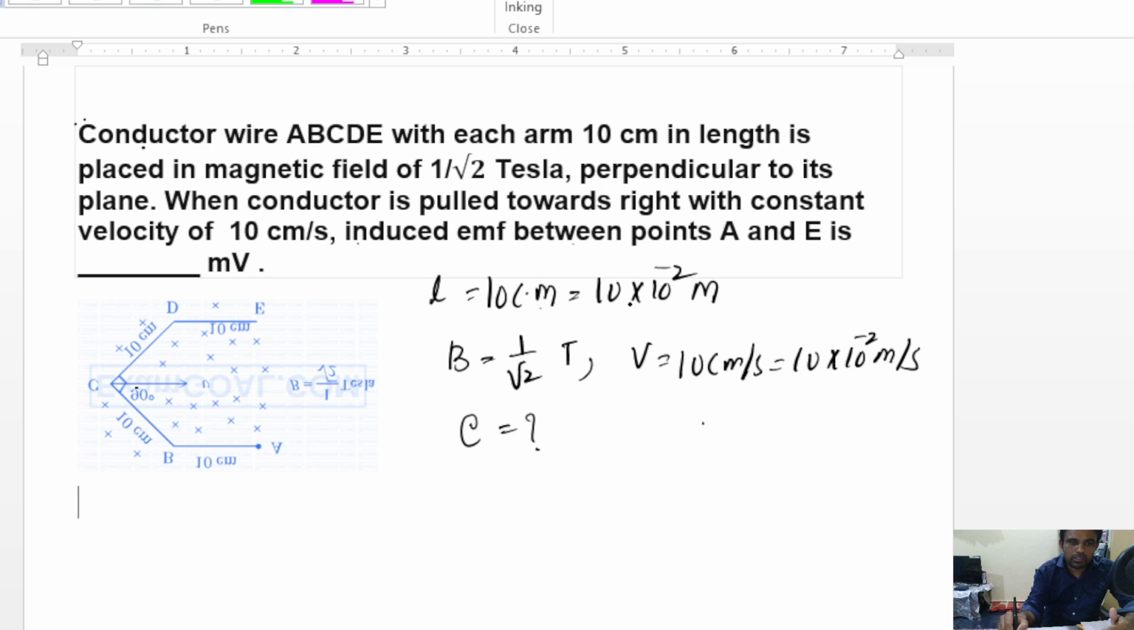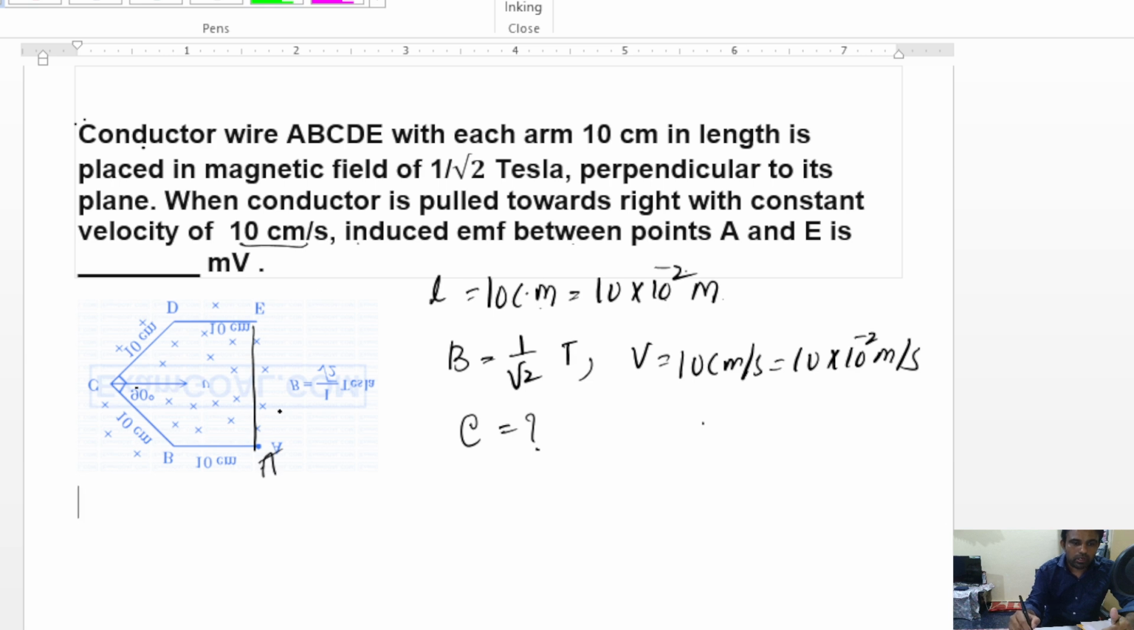So centimeters convert into meters: 10 into 10 to the power of minus 2 meters. Magnetic field B is given as 1 by root 2 Tesla. Velocity is also given as 10 centimeters per second, which is also converted into meters: 10 into 10 to the power of minus 2 meters per second. Now we have to find the induced EMF between points A and E.